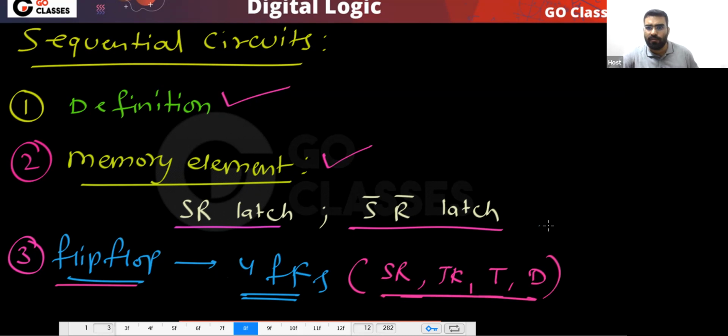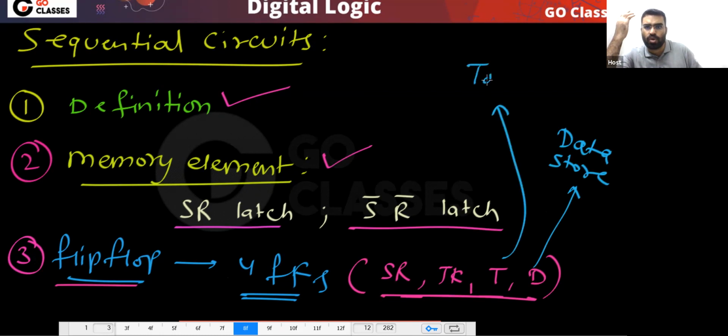Now, tell me, what is the meaning of this D? D is data, because you are storing the data. Whatever data you want to store, just apply that data and it will be stored. And this T means toggle.